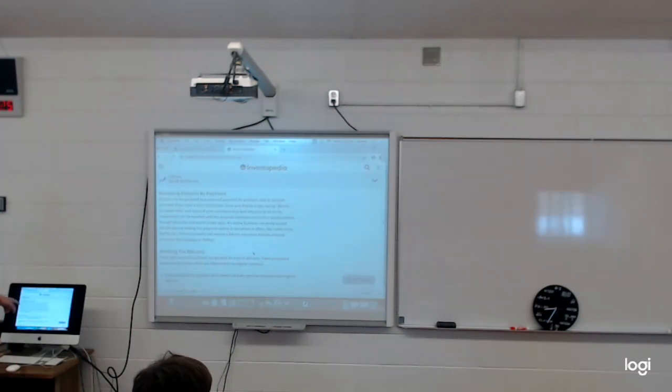All right, now read this. Bitcoins can be accepted as a means of payment for products. So you can purchase things using Bitcoin.